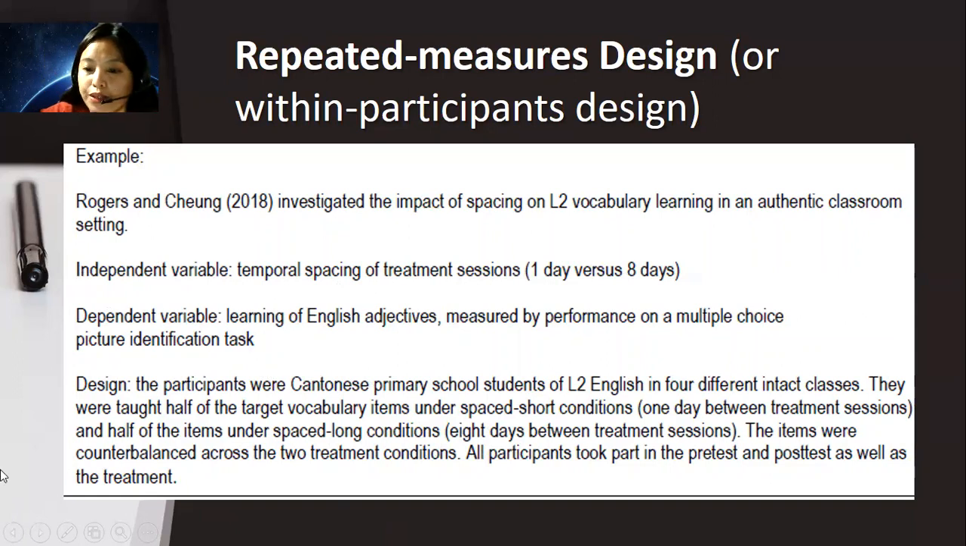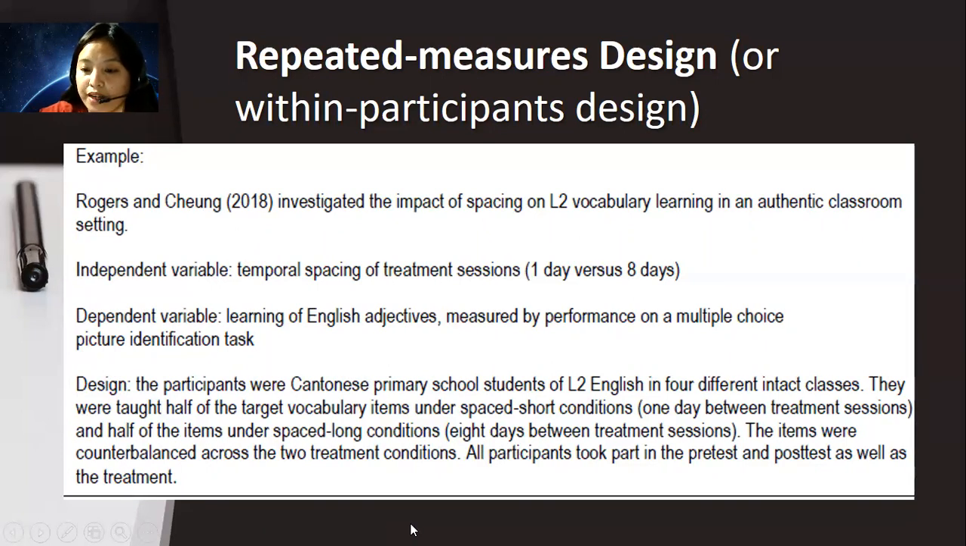Next is the factorial design, which includes more than one independent variable. It is employed to investigate the effect of two or more independent variables on the dependent variable. The independent variables in the factorial design are also referred to as factors. Factorial designs allow researchers to examine not only the impact of each independent variable separately, but also the combined effect of the independent variables on the dependent variable.